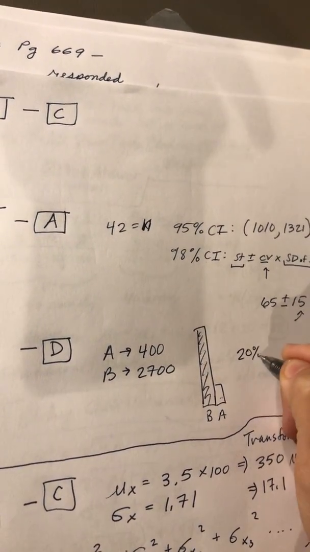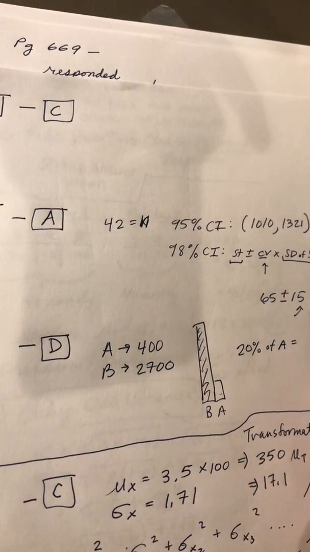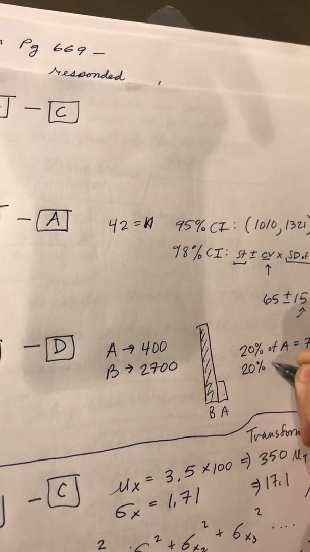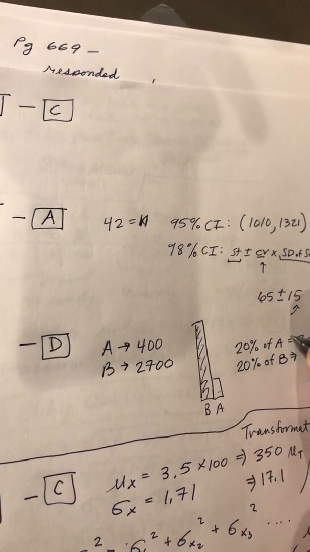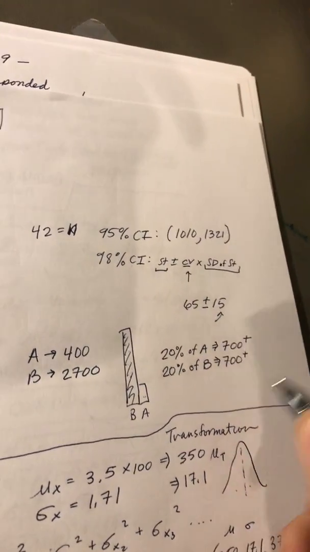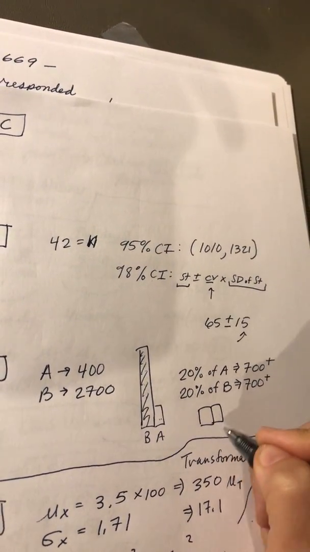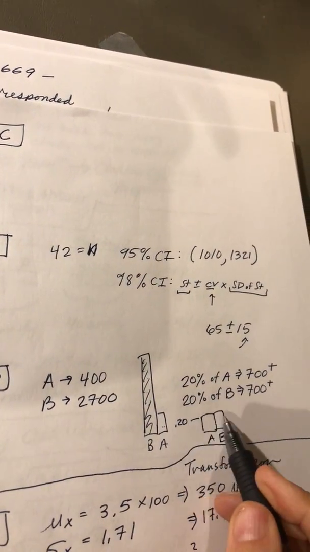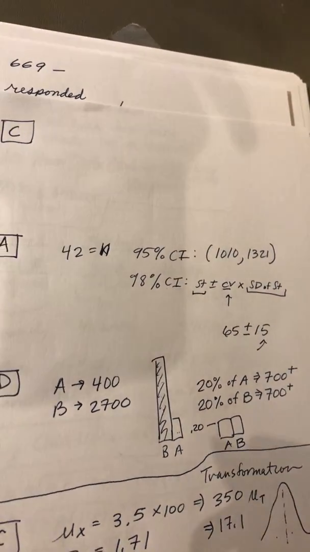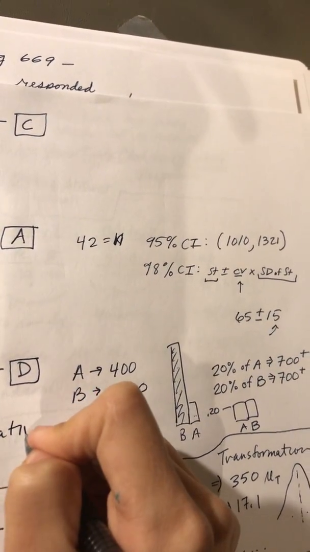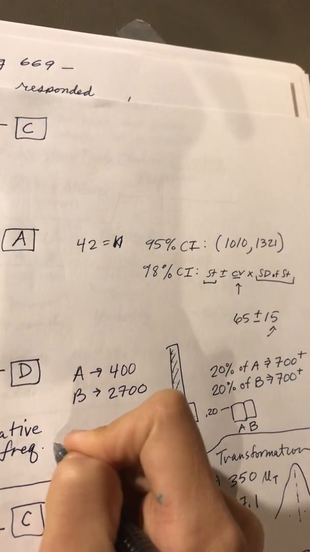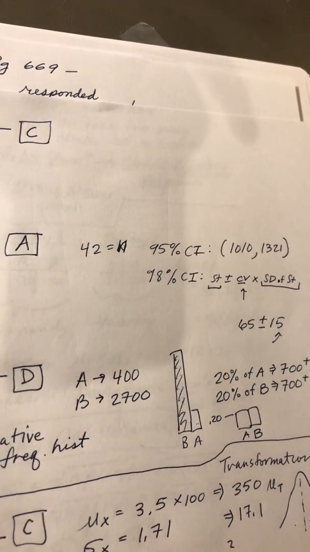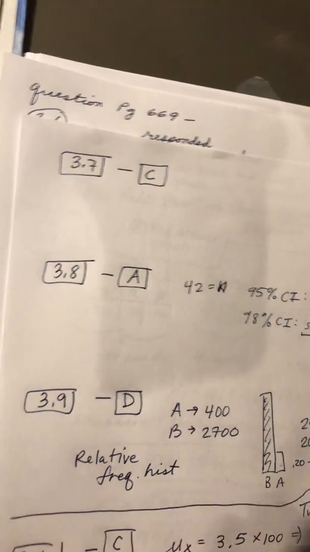Well, if 20% of school A got a score of 700 or better, and 20% of school B got a score of 700 or better, then we would want their bars to look exactly the same. We'd want the graph here to say 0.2. That's what's called a relative frequency histogram. And we want them drawn on the same scale. So that's why the answer is D.